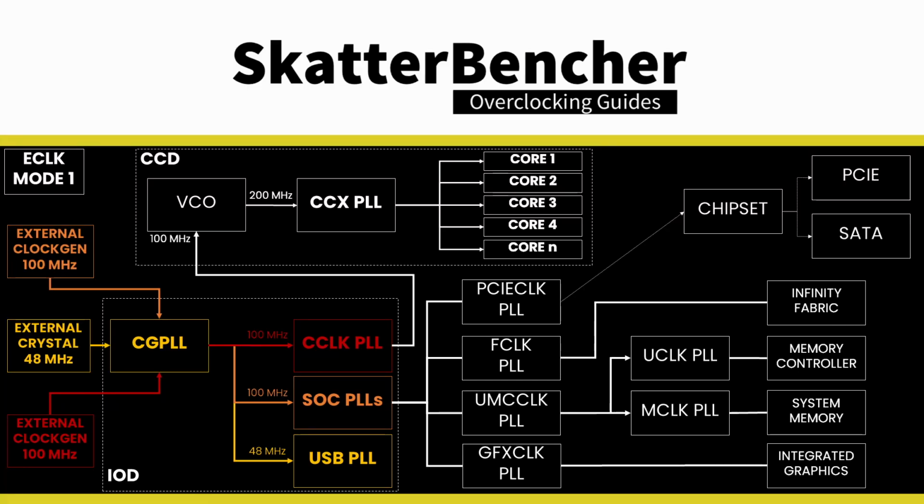In asynchronous mode, there are 2 distinct external 100 MHz reference clocks. One clock provides the 100 MHz input for the CPU PLL, and another provides the 100 MHz reference clock for the SoC PLLs. That means you can increase the reference clock for the CPU cores independent of your CPU's other parts. This may come in handy when fine-tuning using either Precision Boost Overdrive or OC mode.